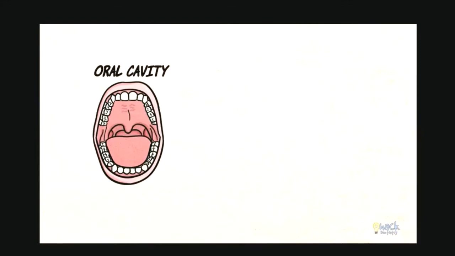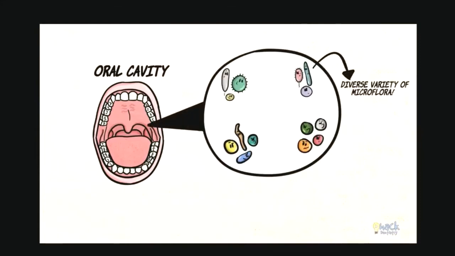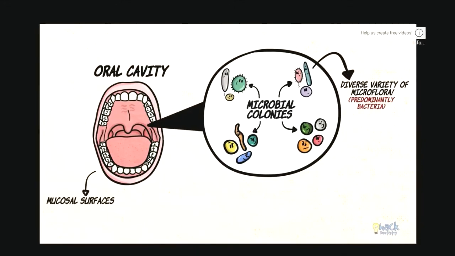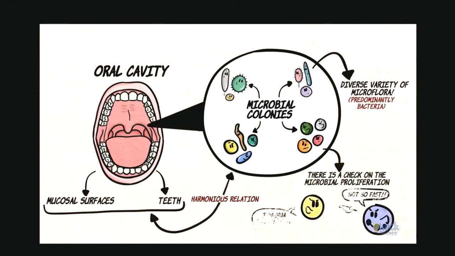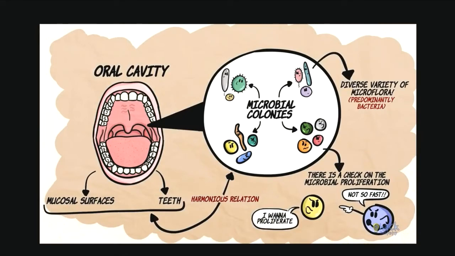The oral cavity comprises a diverse variety of microbial flora, of which bacteria are predominant, and are housed as distinct microbial communities on mucosal surfaces as well as on teeth. The host and the microbial community maintain a harmonious relationship, and there is a delicate balance maintained as far as the growth and proliferation of these microorganisms are concerned.